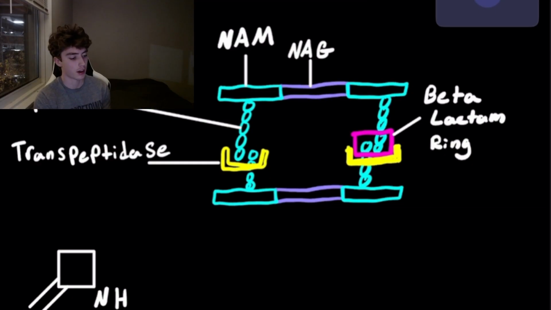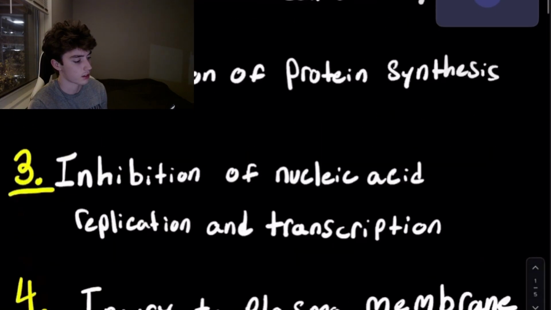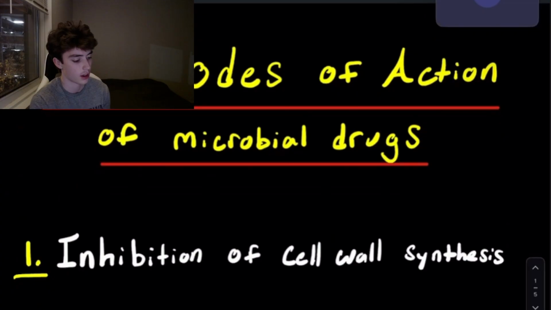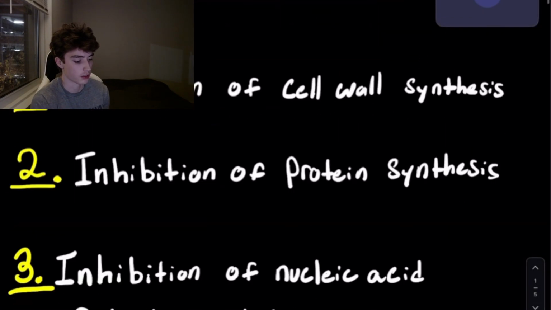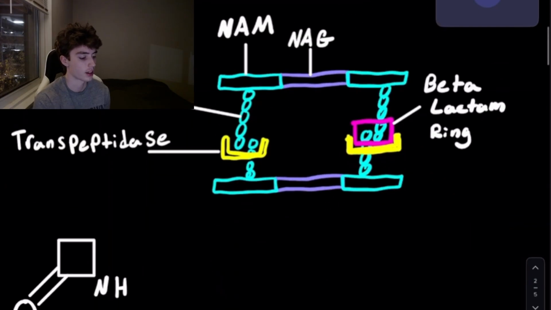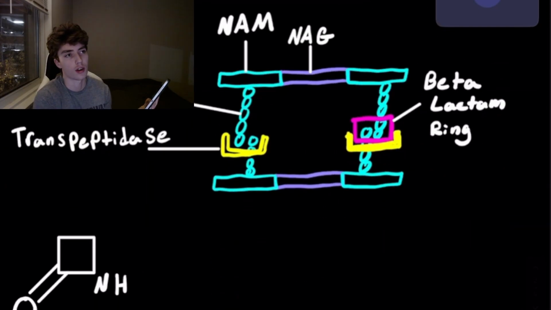So a topic that I have also been wanting to discuss is the 5 modes of action of microbial drugs. The first mode of action would be the inhibition of cell wall synthesis. Now, the way this is actually done is most, if not all, penicillin and cephalosporin antibiotics have what is called a beta-lactam ring. Essentially, the beta-lactam ring will inhibit an enzyme called transpeptidase.